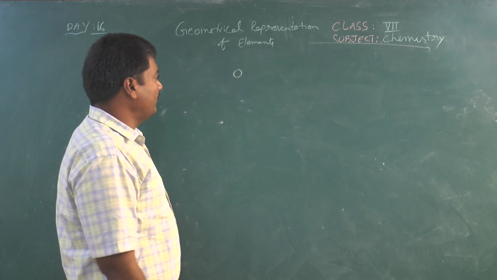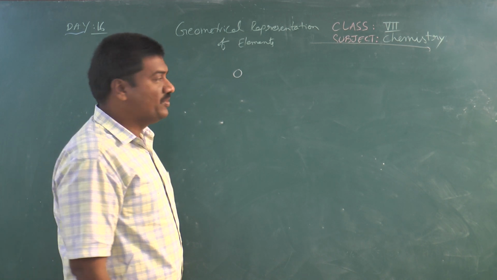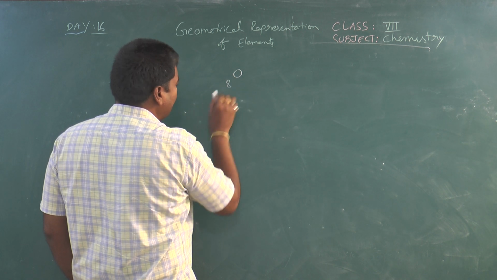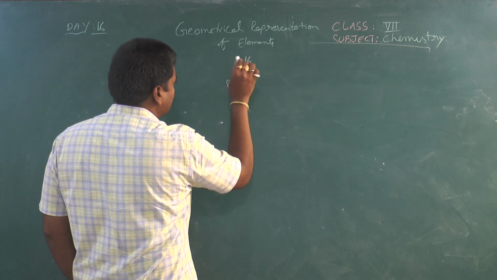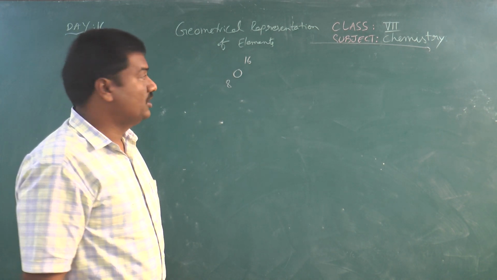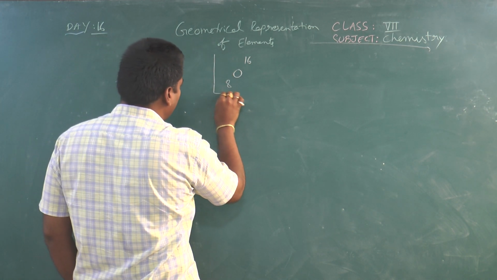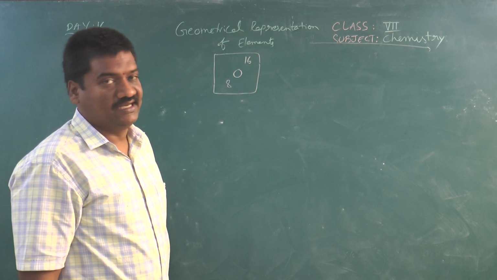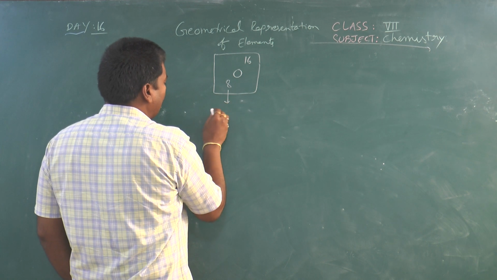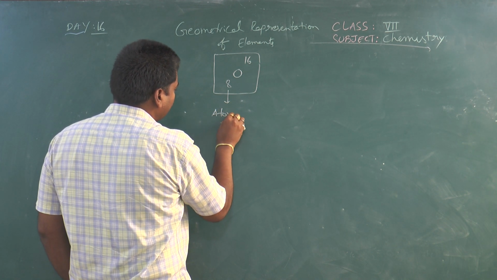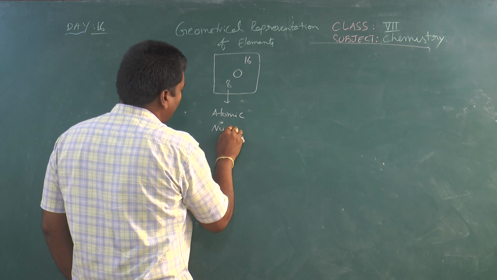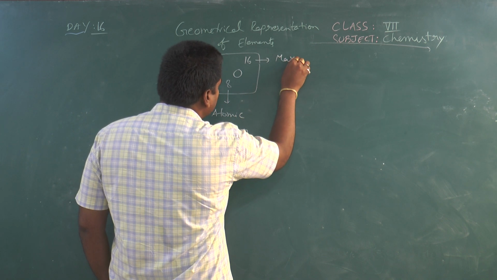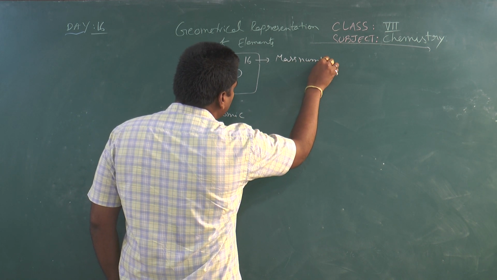The symbol for the oxygen atom is capital O, and this oxygen atom has atomic number 8 and mass number 16. This is the representation for a specific element: oxygen, 8, 16. 8 tells about the atomic number and 16 tells about the mass number.